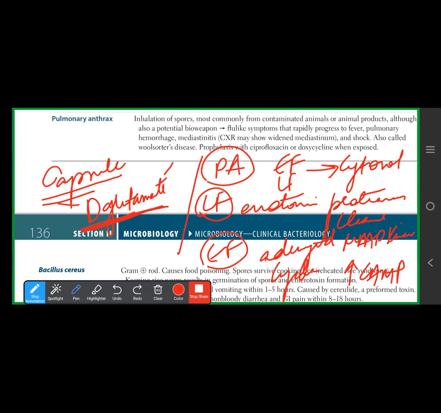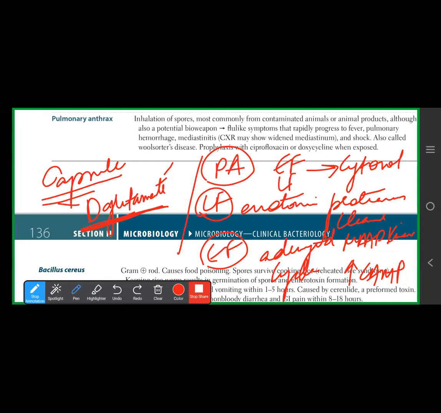So I want you to remember protective antigen is going to translocate both your edema factor and the lethal factor into the cytosol. Lethal factor is an exotoxin. It's going to cleave your MAP kinase, and it's going to be fully responsible for the necrosis. Your edema factor is going to act as an adenylate cyclase. It's going to increase your cAMP, cause fluid to go to the intracellular area, and all the host defenses like phagocytosis are going to be inhibited. So that is your edema factor.